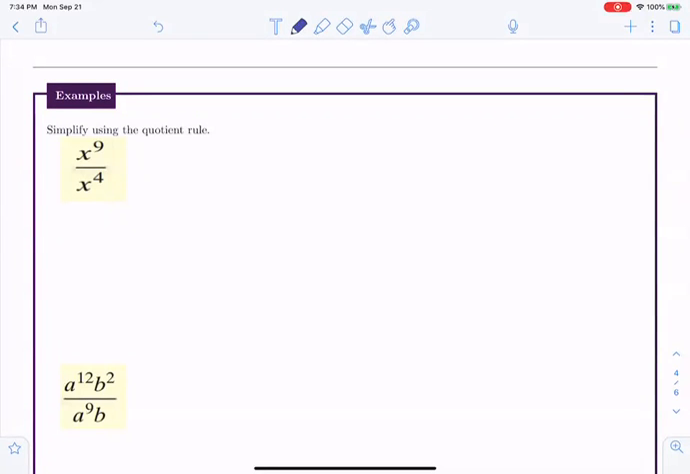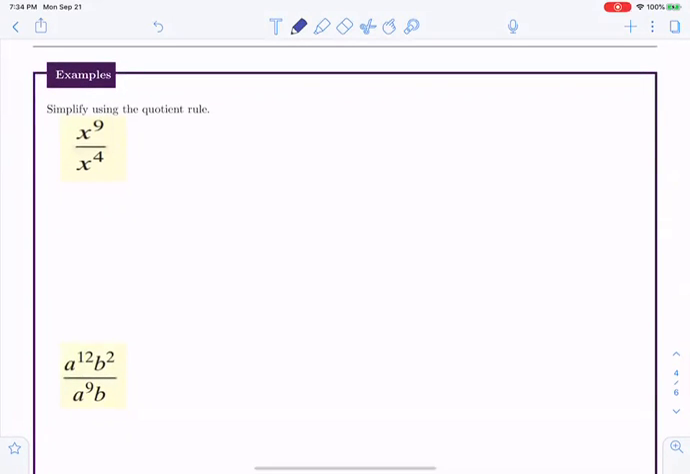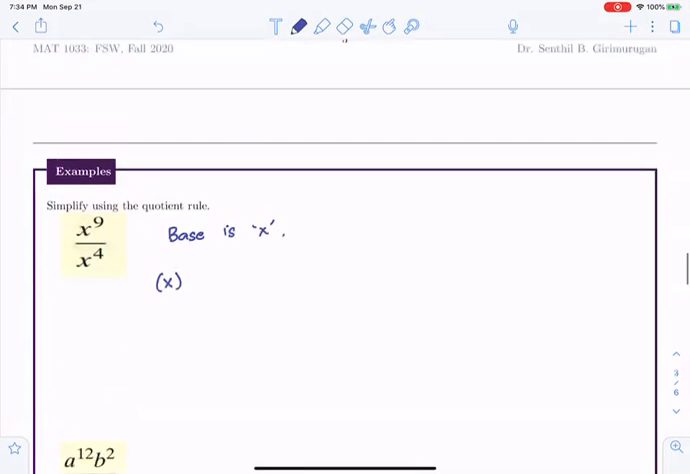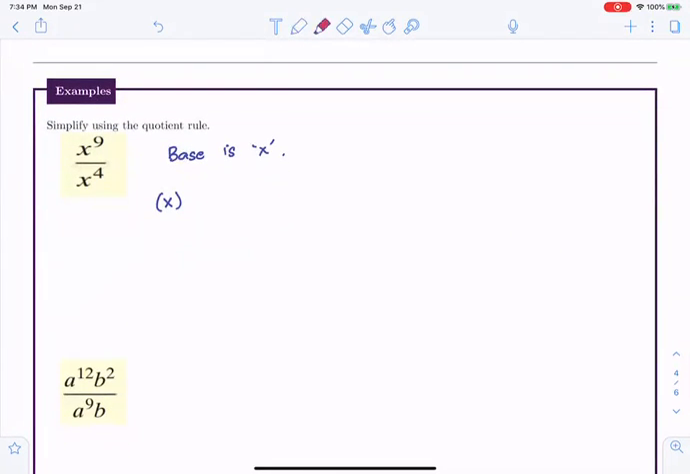So here we have to simplify using the quotient rule. The base is simply x, and it is identical. So if we use the quotient rule, we can put that identical base and raise it to the power of 9 minus 4, the numerator power minus the denominator power. So the answer is x raised to 5.